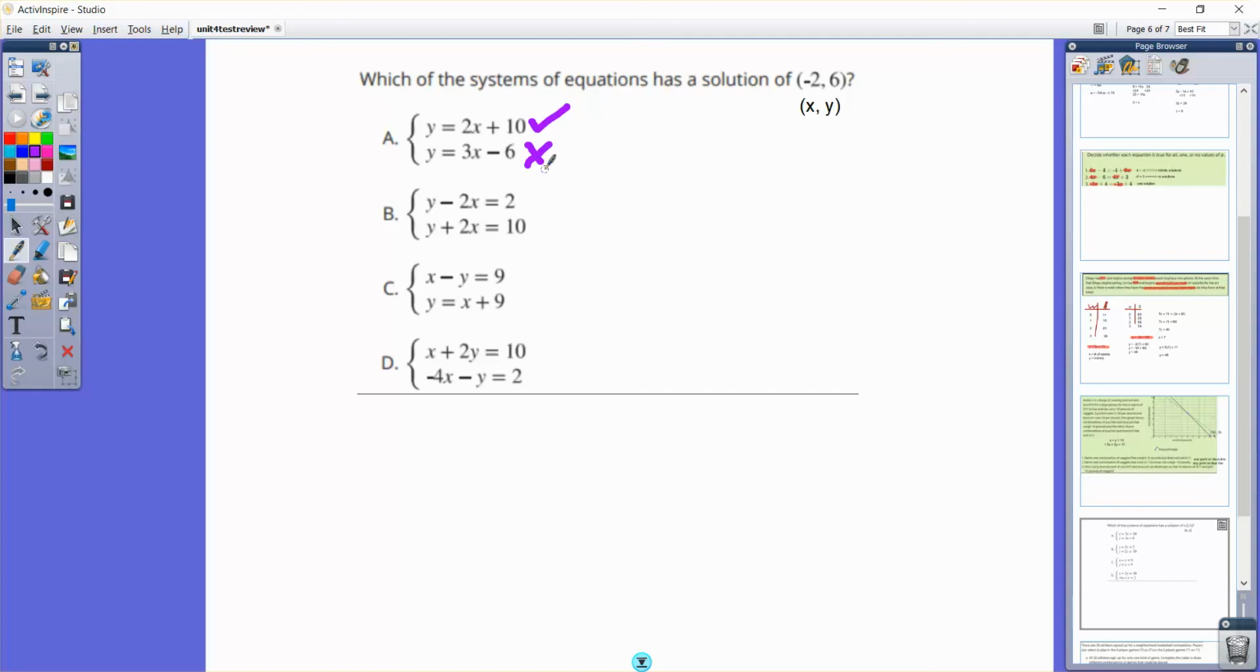So your way of testing this solution is to take these values of x and y and put them into the equations one at a time. It has to work for both in order for it to be an answer.